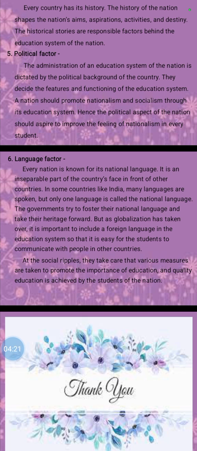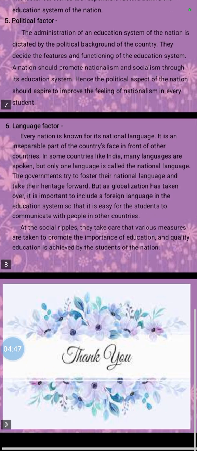But as globalization has taken over, it is important to include a foreign language in the education system so that it is easy for the students to communicate with people in other countries. At the social level, they take care that various measures are taken to promote the importance of education, and quality education is achieved by the students of the nation.